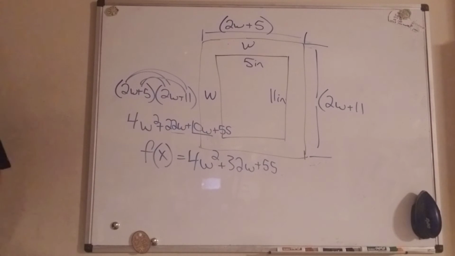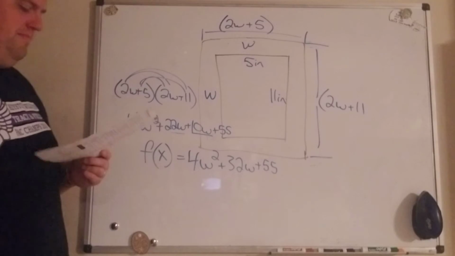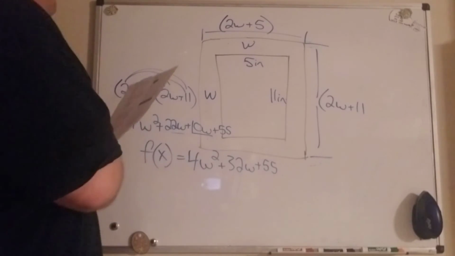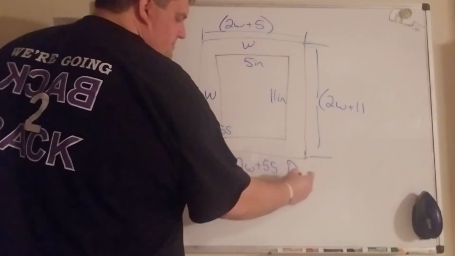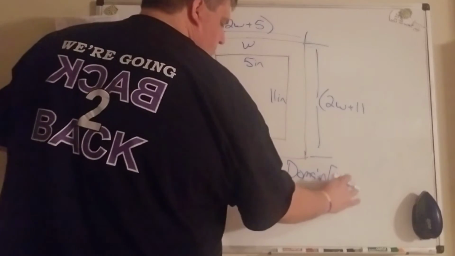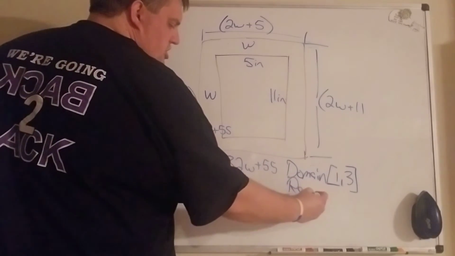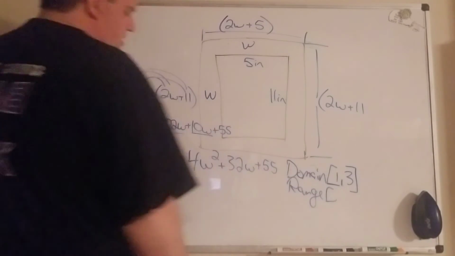Very cool. And then they want you to figure out the domain and the range if that W is anywhere between 1 and 3. So, first of all, the number they want you to plug in, that's always like our x. So our domain is going to be 1 to 3, because that's what we've got to plug in. Our range is going to be whatever we get when we actually plug those in.